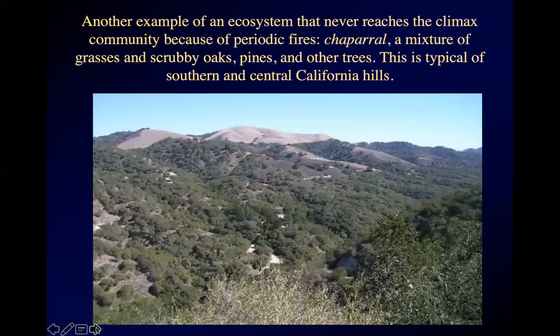The last thing, I know we just hit 1050. This is an ecosystem that you'll see a lot of in Central California. This is what the Bay Area looks like, where it hasn't been built up and covered with Starbucks and Google. It's called chaparral, and it's a distinctive mixture of grasses with short, scrubby, shrub-like oaks and pines and things like that. And it also doesn't naturally reach the climax community because it also is adapted to periodically burning down.